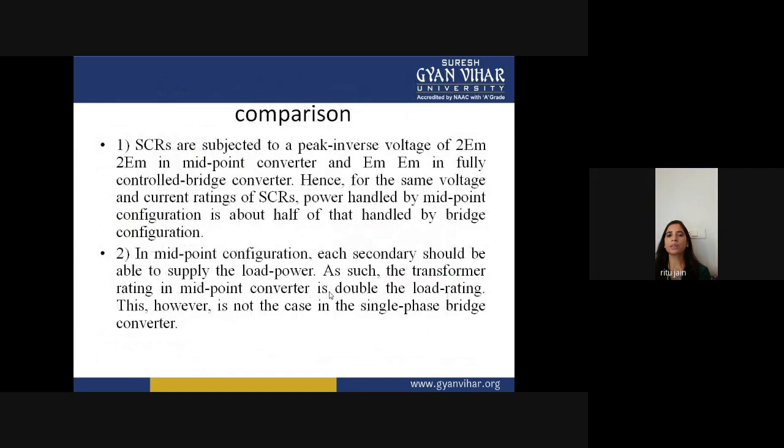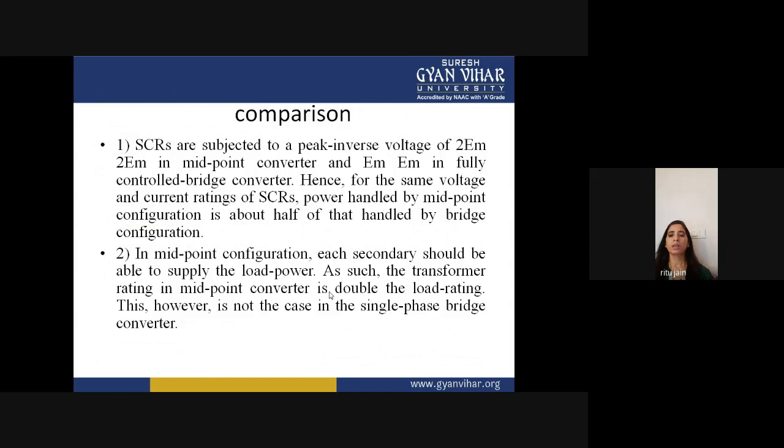Now we can compare these converters to each other. The SCRs in the midpoint converter are subjected to a peak inverse voltage which is 2 Em or 2 Vm. You can say 2 Vm or 2 Em in the midpoint converter, and in the fully controlled bridge converter the voltage appearing across the SCRs will be Vm.